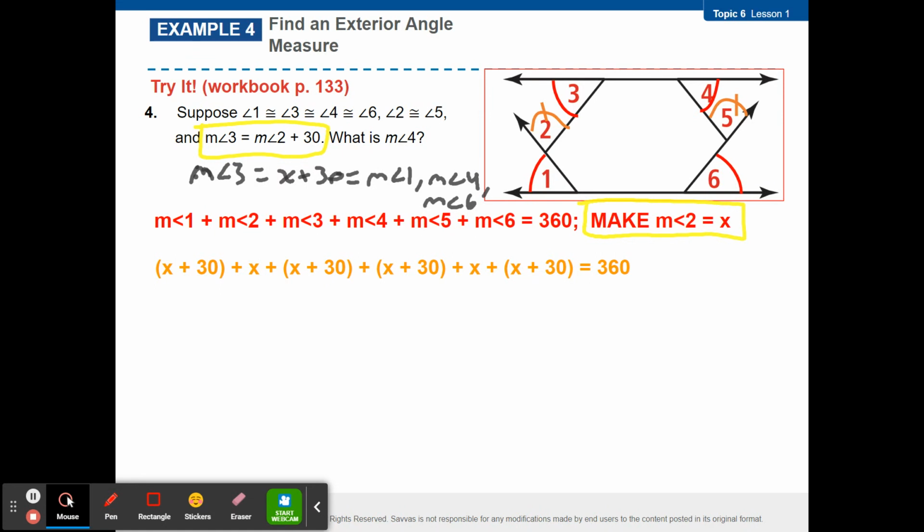All right, what do we get for x? Who can tell me? 40. Nice job. Okay. So if we take a look, you should have had 6x plus 120 equals 360. Subtract the 120 from each side. That gives you 240. Divide by 6, you get x equals 40.